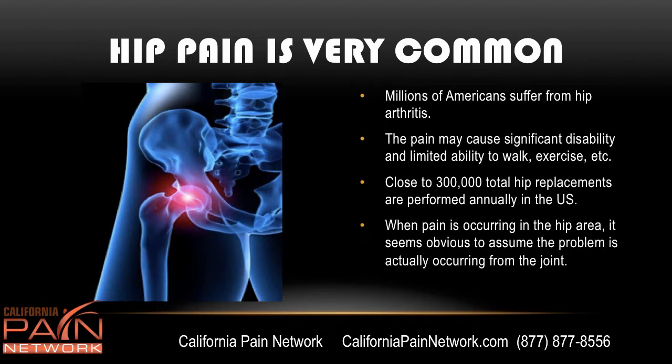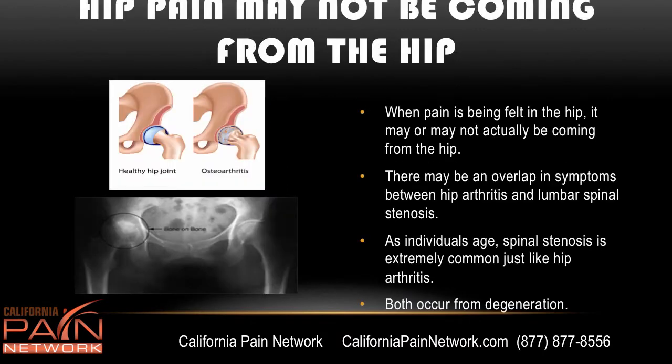When the pain is occurring in the hip area, it just seems naturally obvious to assume the problem is occurring from the joint itself. However, it may not actually be coming from the hip. There may be an overlap in symptoms between hip arthritis and what's known as lumbar spinal stenosis. As individuals age, spinal stenosis is extremely common, just as hip arthritis is, and both occur from degeneration.